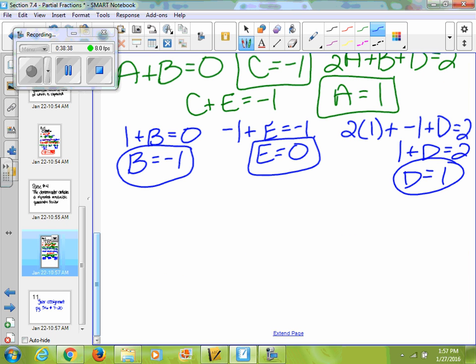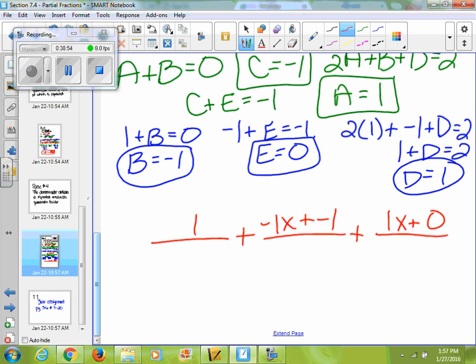Then you plug them back in. So my A factor was 1, negative 1x plus C, which is negative 1, and Dx plus E. And now I just have to know what my denominators were. X. Okay. X squared plus 1. And (x squared plus 1) squared. Perfect. So those are your partial fractions.